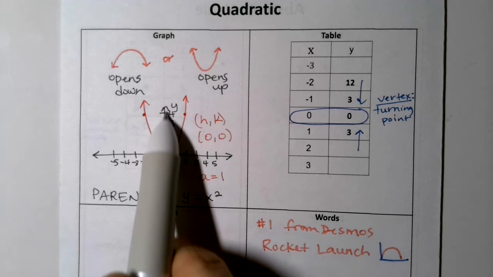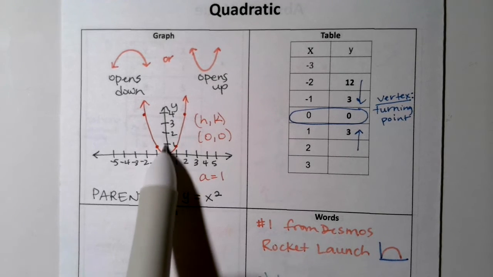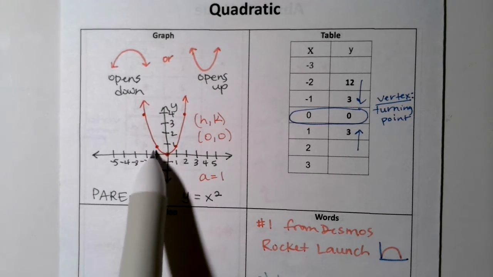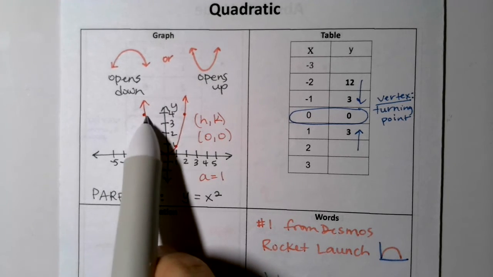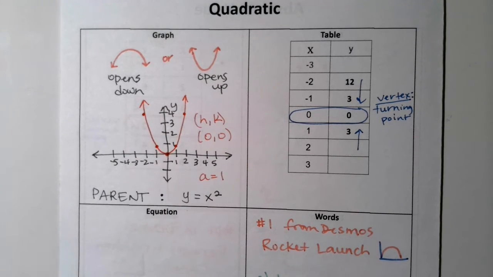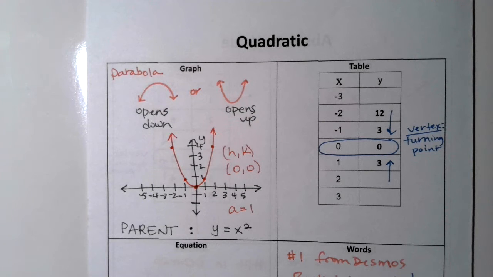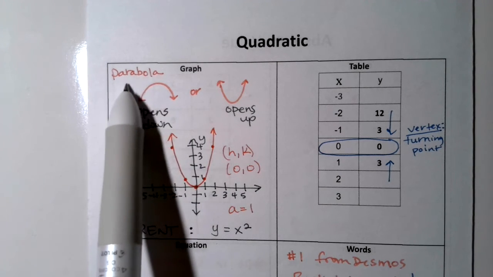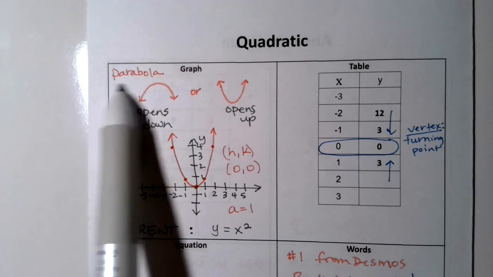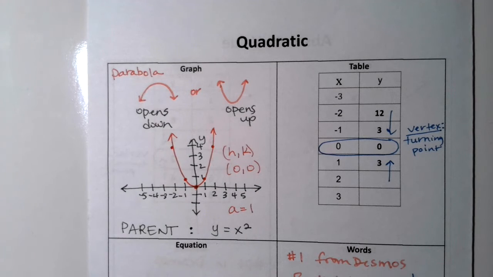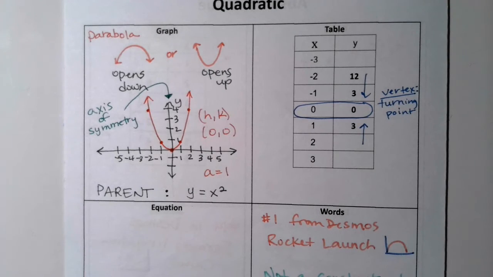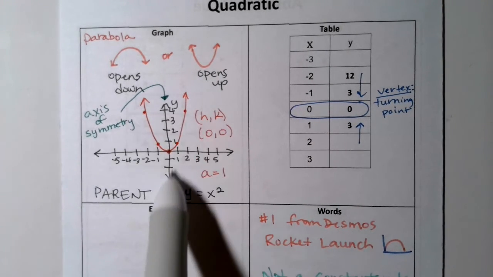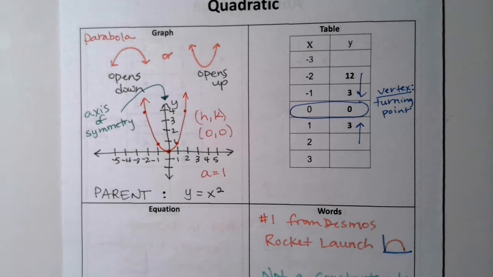And it's symmetric. It's as if you put a mirror right here down the y-axis, and that there are mirror points that are equal distance. So if we folded that graph in half, it would lie completely on top of each other. And there is that word. The shape of the graph is called a parabola. And this is where the axis of symmetry would be. Mark that on your paper.